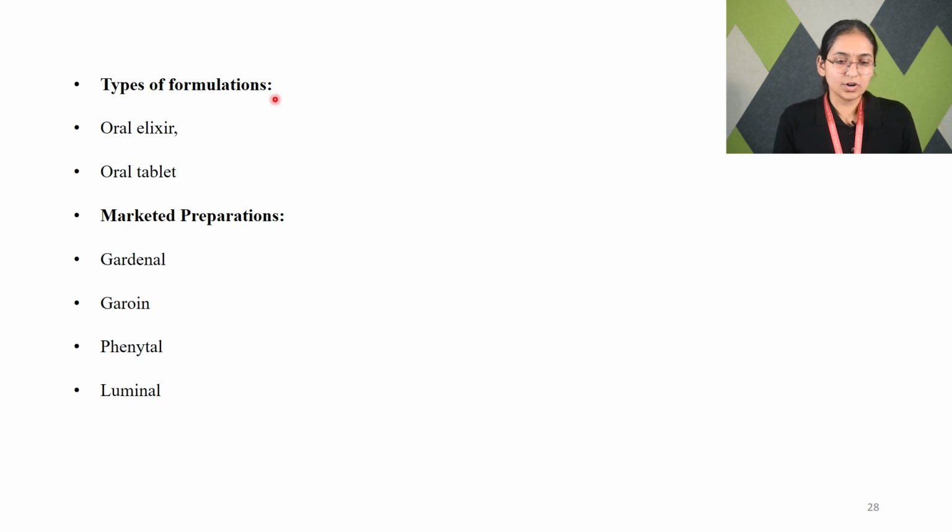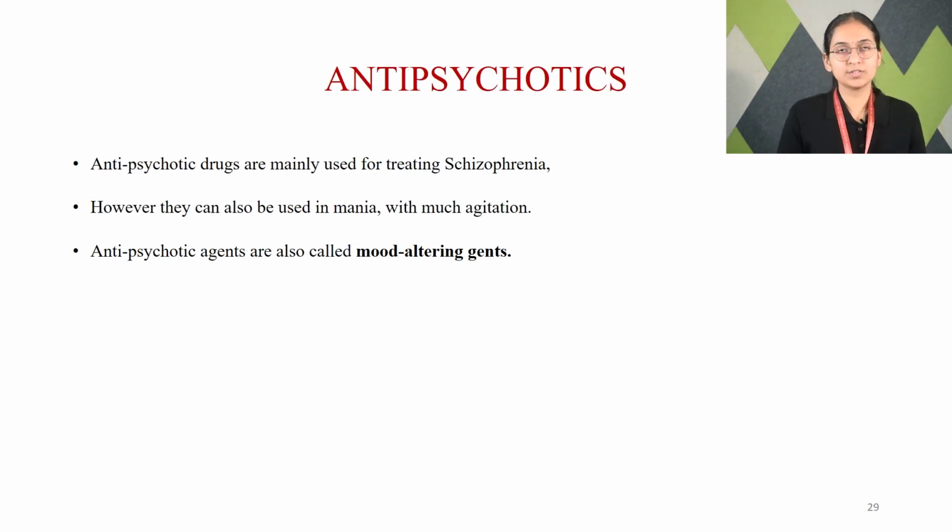Next are the types of formulations which are available. That is oral elixir and oral tablet. And after that are the marketed preparations. The marketed preparations are Gardnerol, Garoin, Phenytal and Luminal. So now this was about the second category of drugs acting on the CNS, that was about the sedatives and hypnotics. Now we are moving towards the third category, that is antipsychotics.